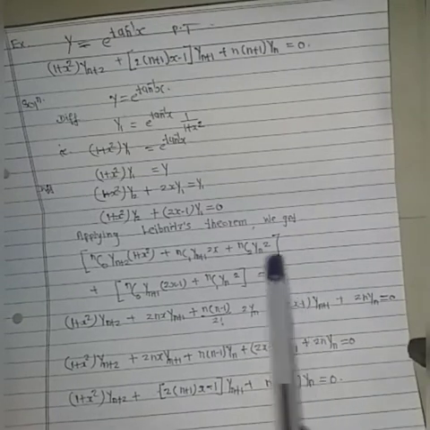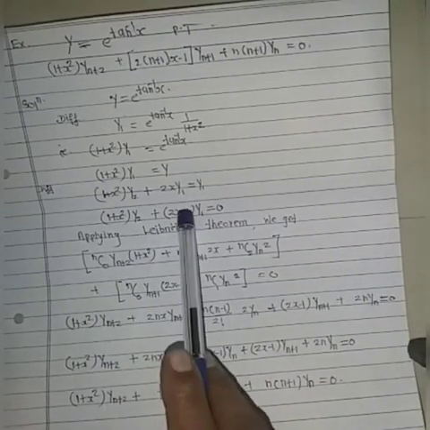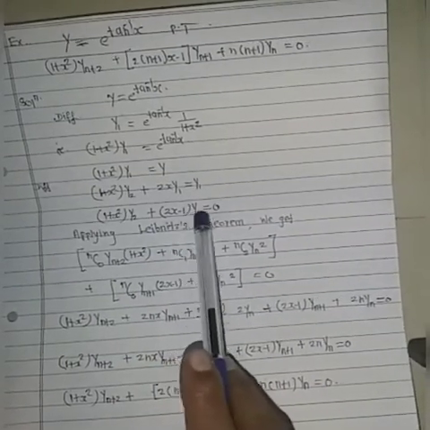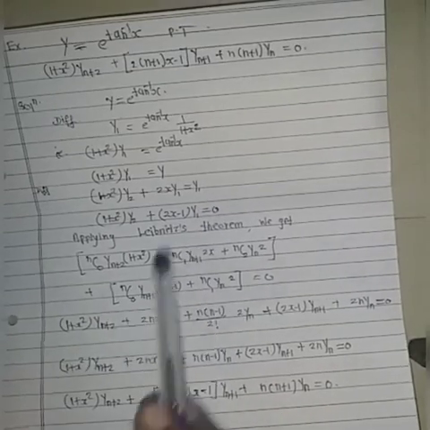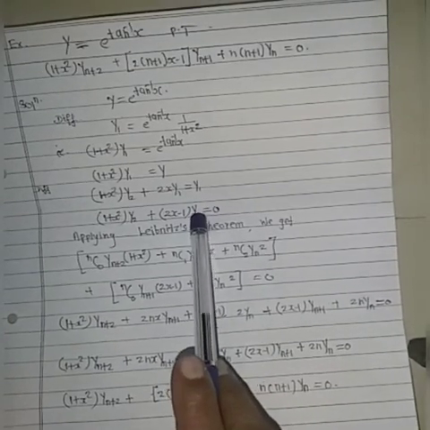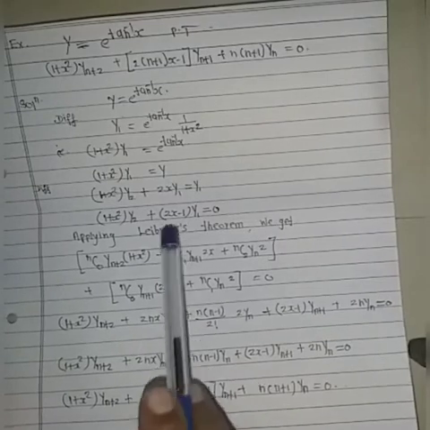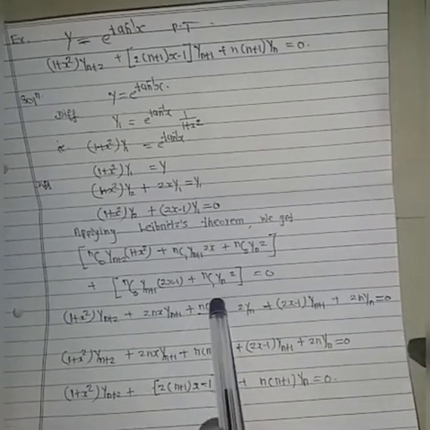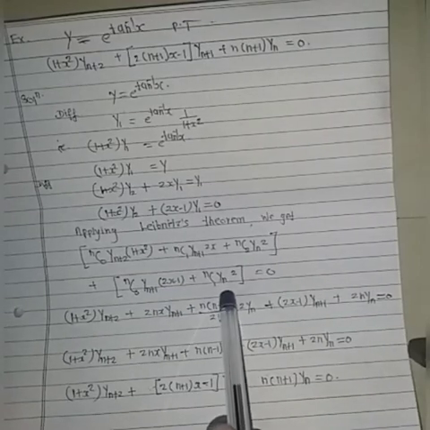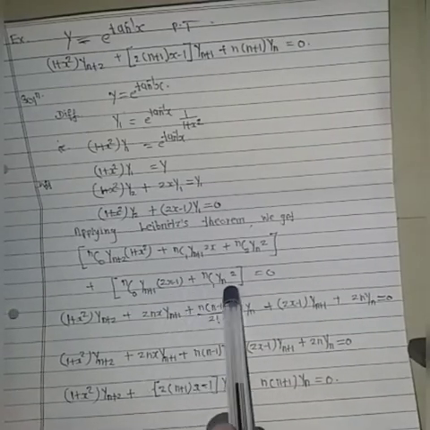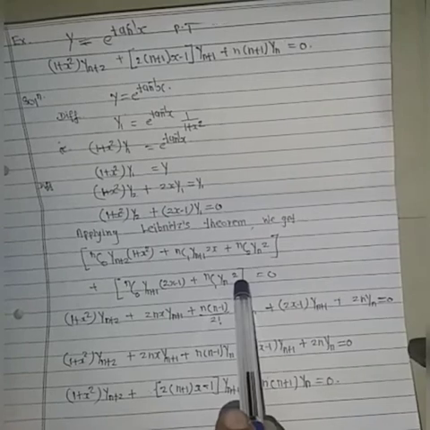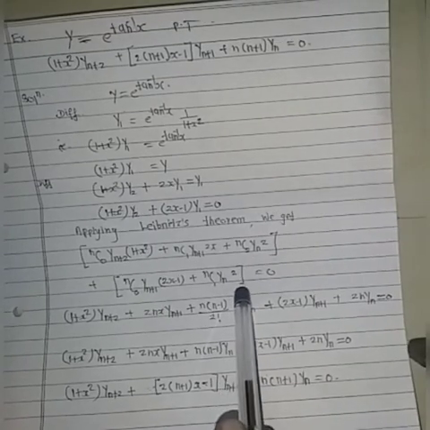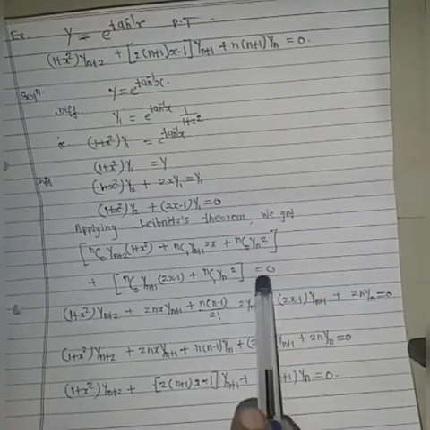Bracket complete. Plus, now here we use the Leibniz theorem for the product of these two functions: nC0 u_n v, where the derivative of y1 is y(n plus 1), v means (2x minus 1) as it is, plus nC1, taking one index less, that is we get y_n, and the derivative of 2x minus 1 is 2. Here a constant is there, so we stop here and do not take the next term, bracket complete, equal to 0.